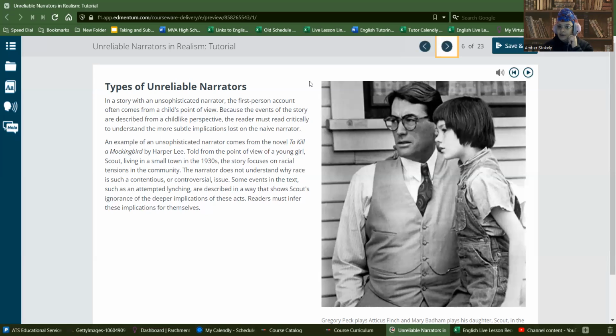She's not unreliable because she's lying to you. She's unreliable because she herself doesn't understand everything that is happening. So she can't explain to you, the reader, what's happening. You kind of have to piece together some stuff between the lines from what she tells you based on what you know about how people are in the story.